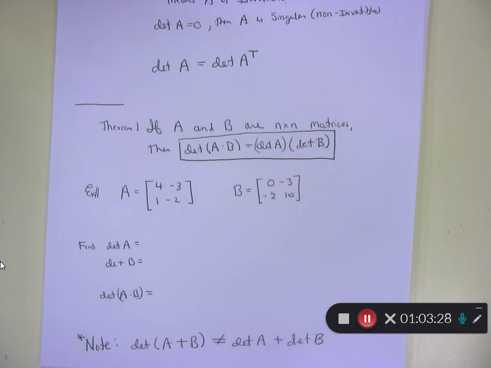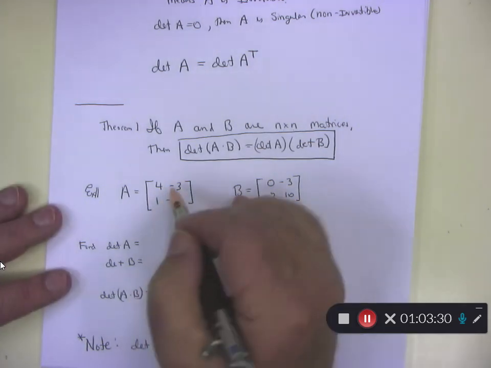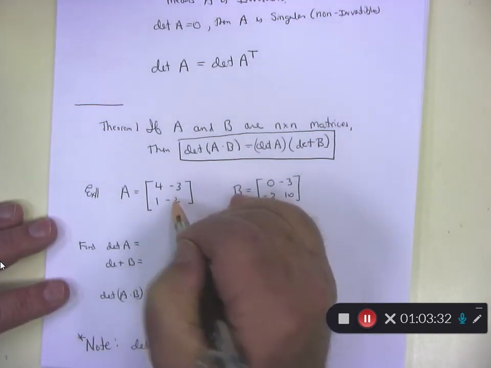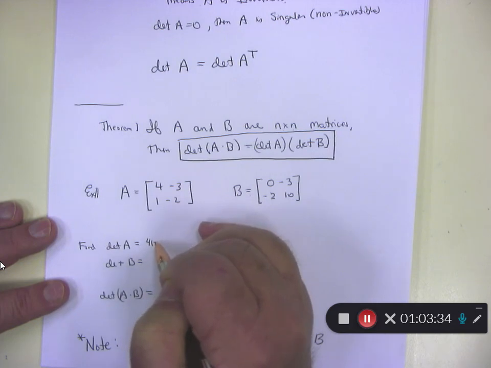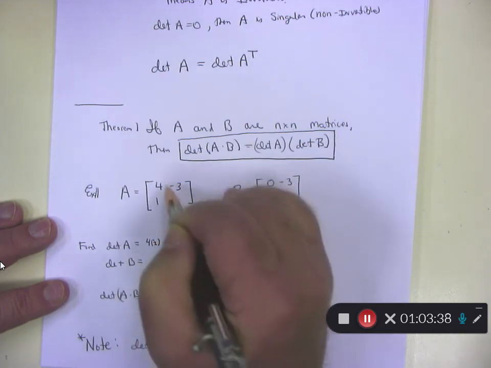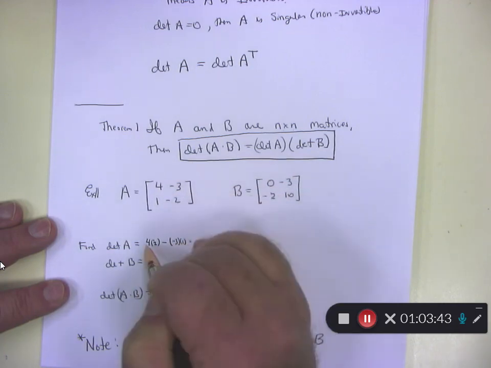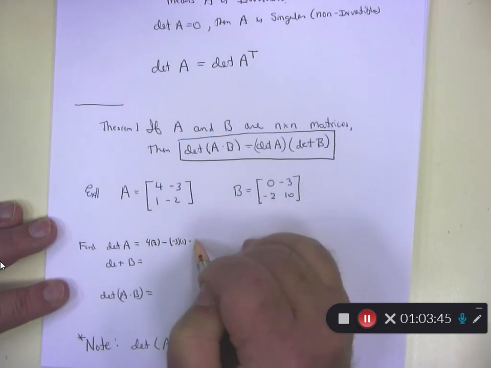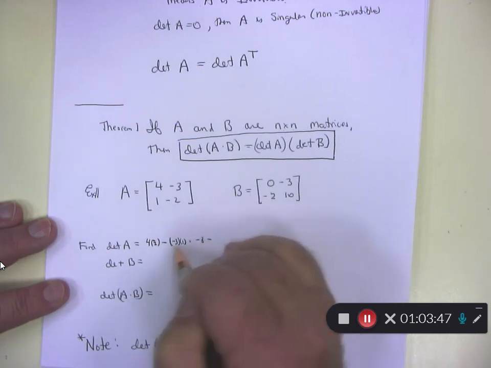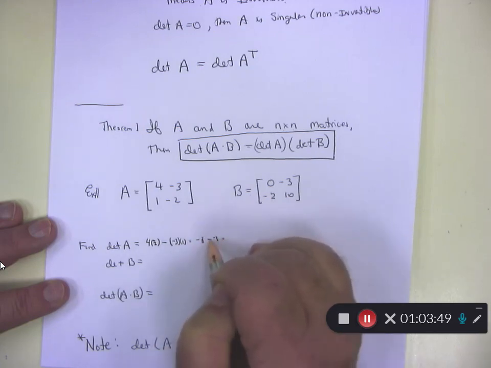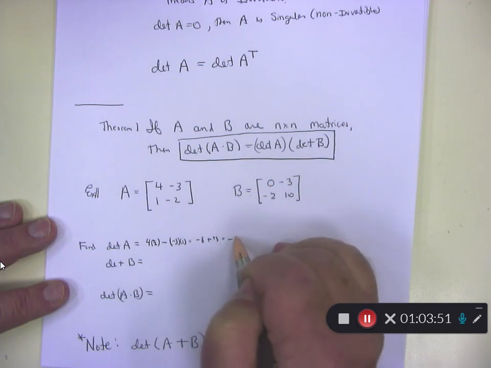What is the determinant of A? The determinant of A is going to be 4 times -2 minus -3 times 1. 4 times -2 is -8 minus -3. Minus and minus makes it plus. I believe I get -5 on that. Agreed?